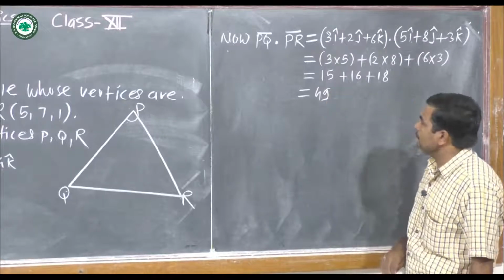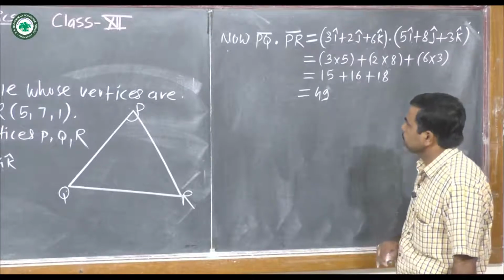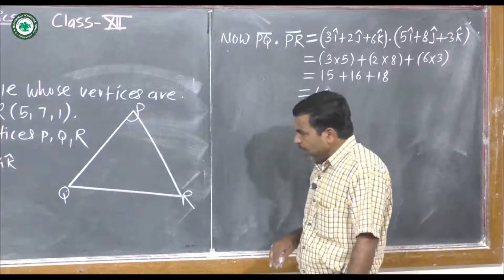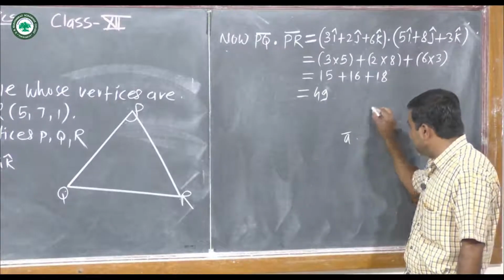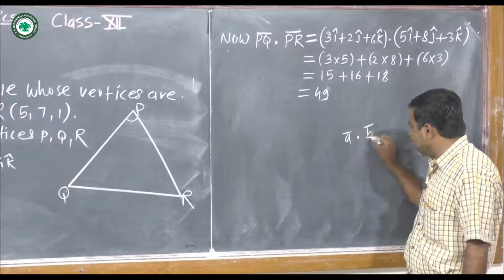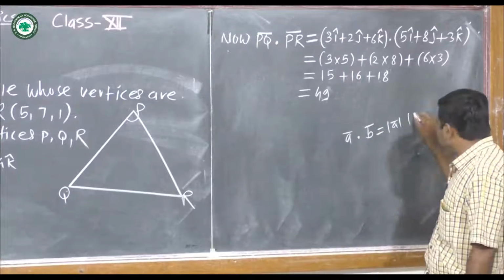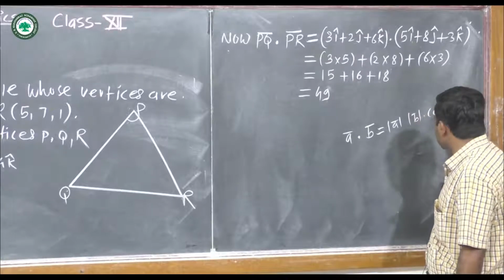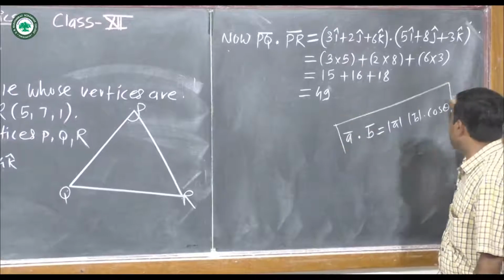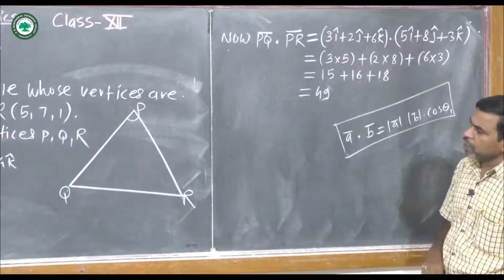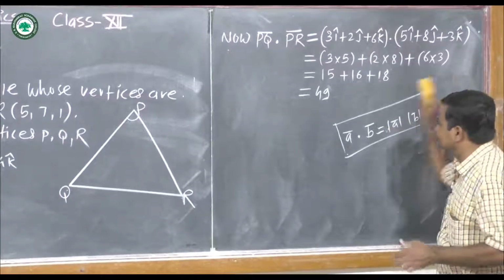So PQ bar dot PR bar is equal to 49. Now by the definition of dot product, if A bar and B bar are any two vectors, then A bar dot B bar is equal to magnitude of vector A into magnitude of vector B into cos of angle between them. If theta is the angle between them, then this is the formula.